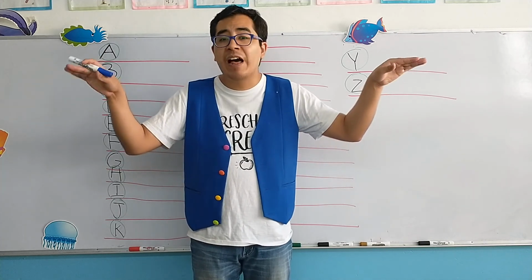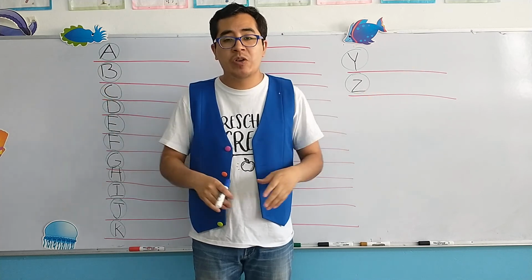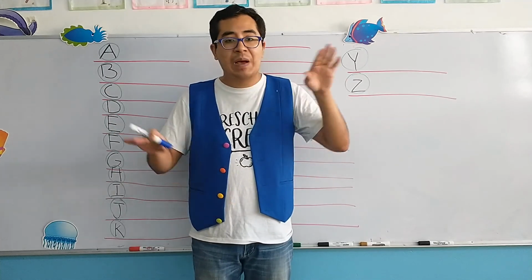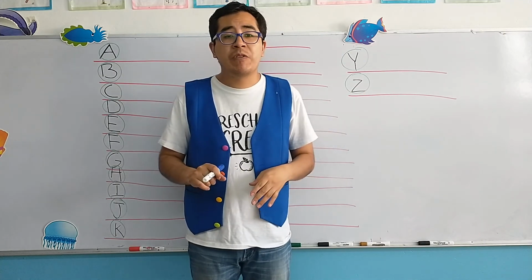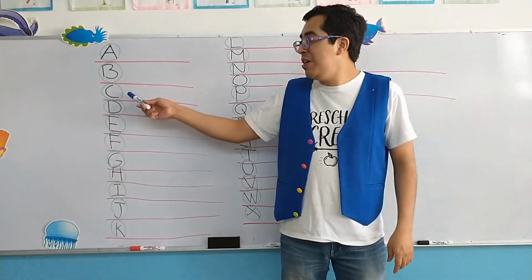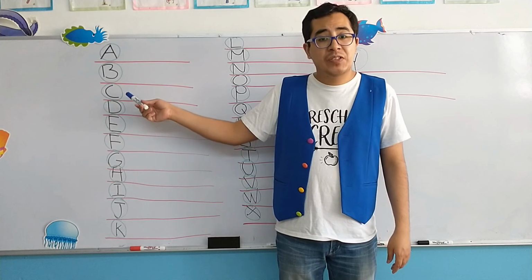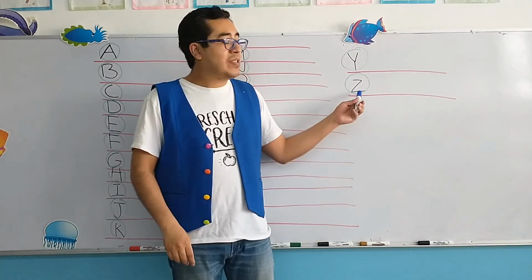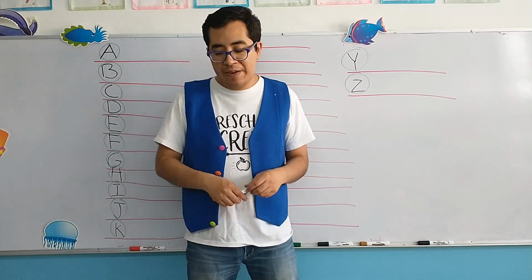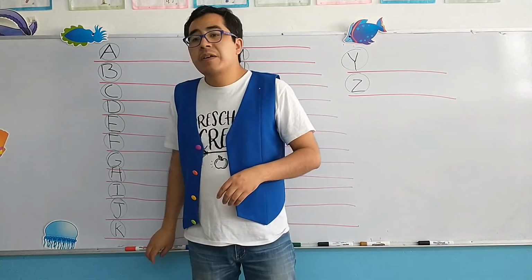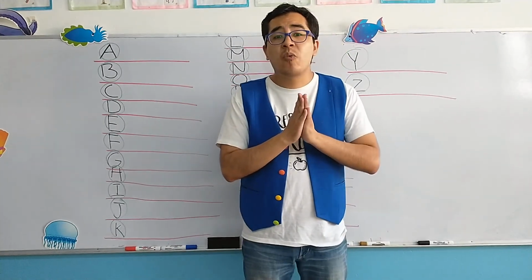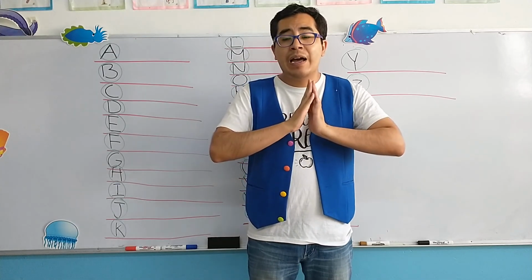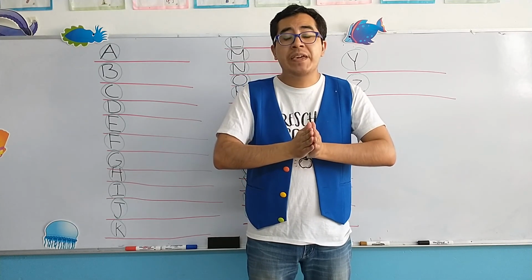Now remember, the final letter of the alphabet is pronounced Z, like the sound of the flies when they are flying, Z, como el sonido de las moscas cuando están volando, Z. Okay, so you don't get confused with the letter C, which is right here. C, Z. Okay, very good.